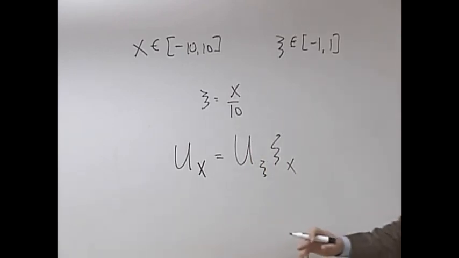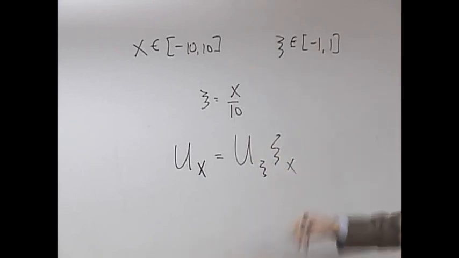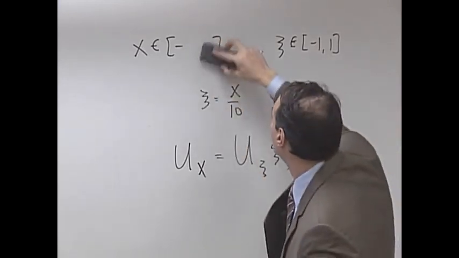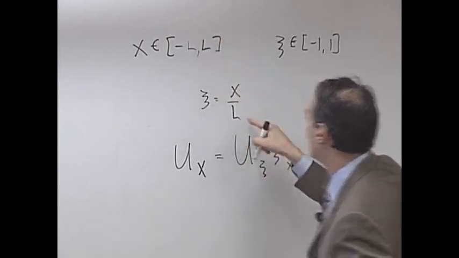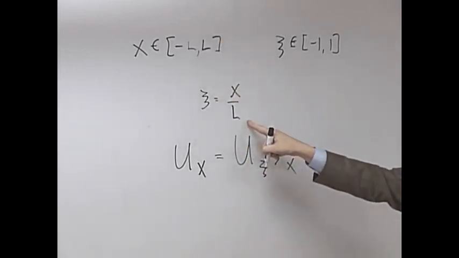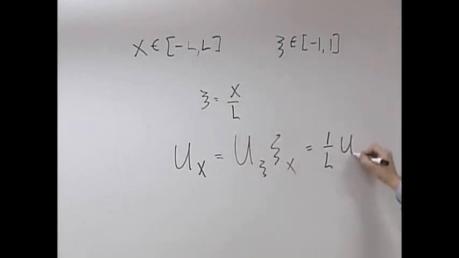Okay, we're ready. So we can do this. That's 1 over 10, isn't it? Or more generally, if this was L, and that's L, that's your transformation, right? And so this gives you 1 over L, u of c.